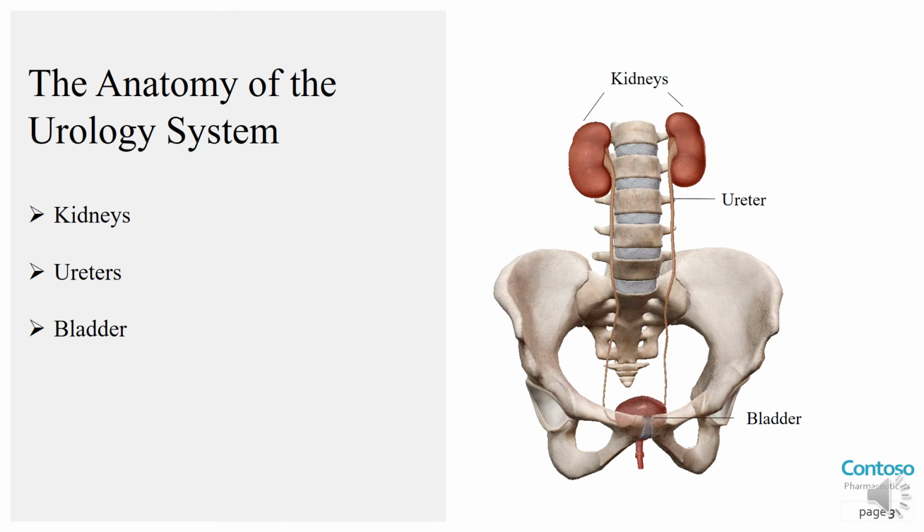And in women, the urethra is only 3 to 5 centimeters in length, whereas in men it is 20 centimeters in length. So who do you think is more prone to UTIs, men or women? Women will be more prone to UTIs due to their shortened urethra.